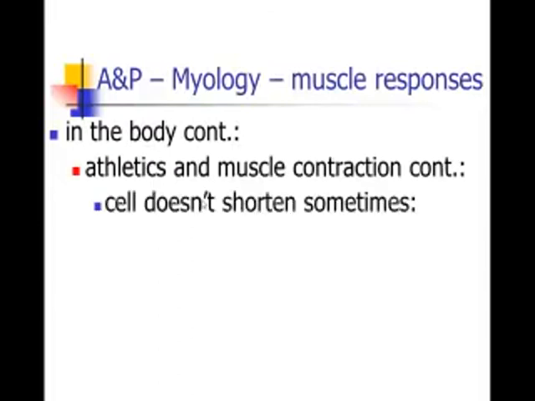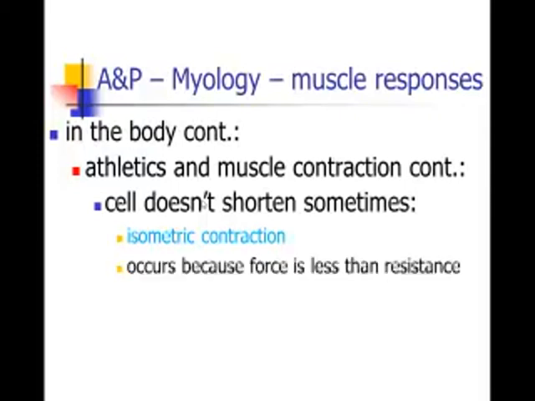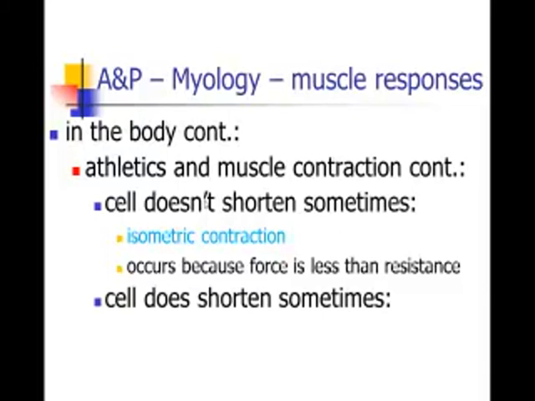Sometimes we have muscle contractions and the cell actually does not shorten. This is called an isometric contraction, and some of you have probably even heard of isometric exercises. The reason the cell doesn't get any shorter is that it's trying. You try to get it to shorten, but the force it's exerting is less than the resistance it's experiencing, so no movement occurs.